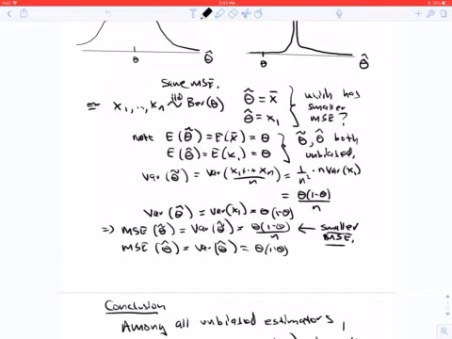Here is an example of two unbiased estimators. X1 to Xn is IID Bernoulli. So X1 and the sample mean are both unbiased. To calculate the MSE, I just need to calculate the variance. And the variance of the sample mean is less, and hence the MSE for the sample mean is less.